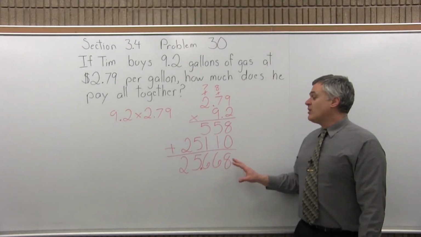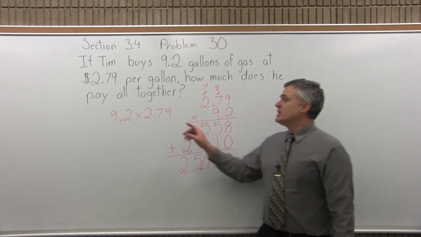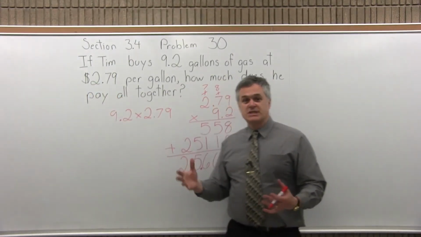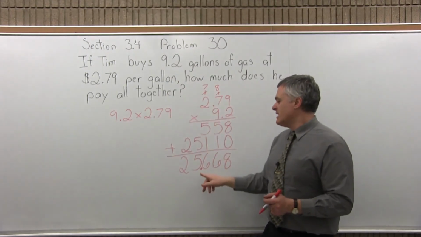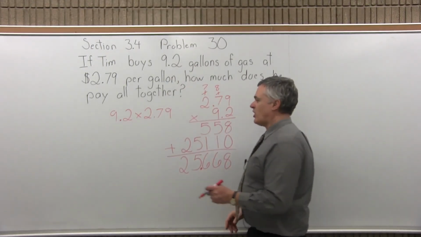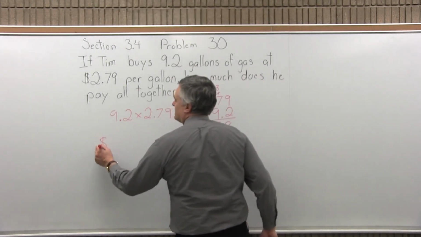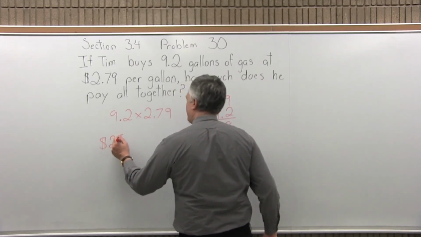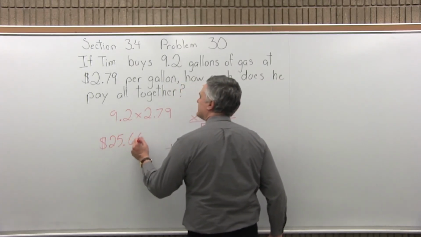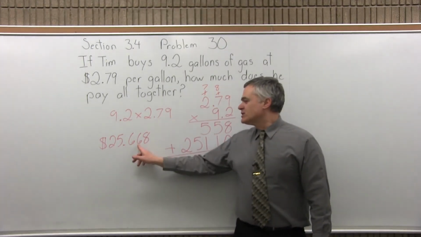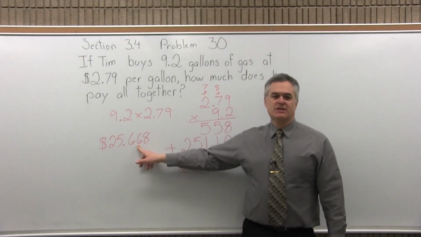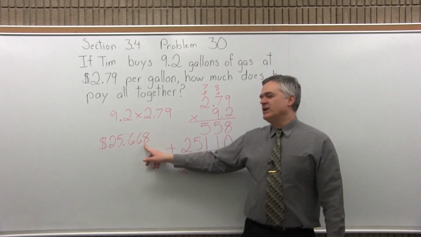25.668. Now, because I do have some type of units of measure, namely dollars, right? What's the answer? This isn't how many gallons of gas were purchased. He purchased 9.2 gallons. The price paid, so this is in dollars. So my answer is $25.668.